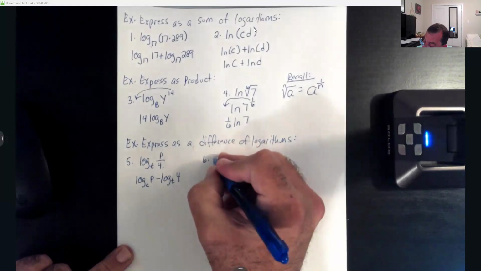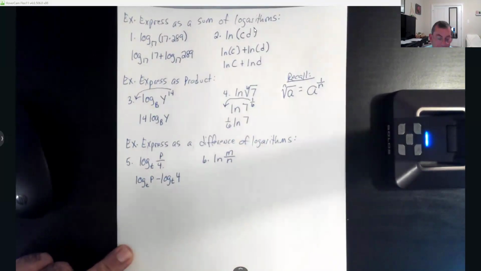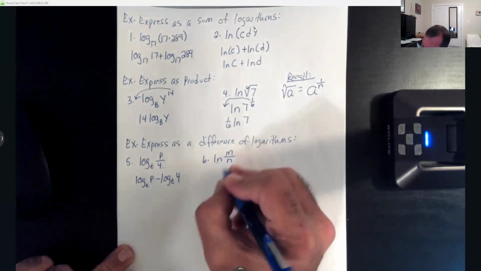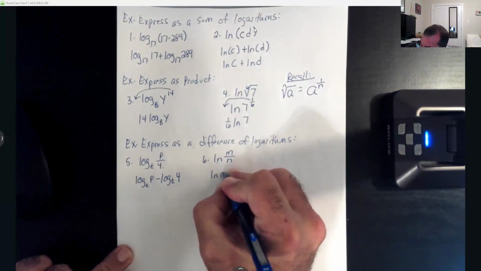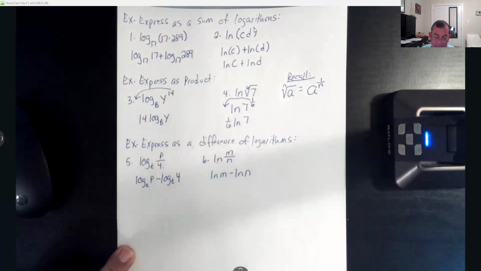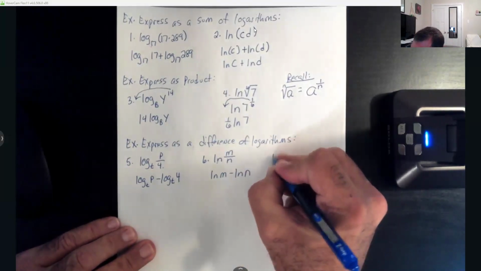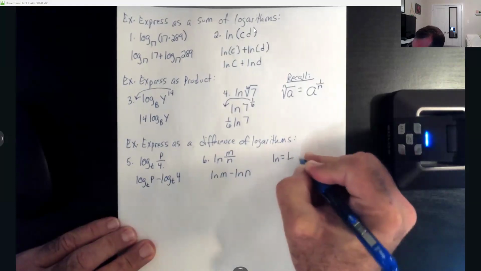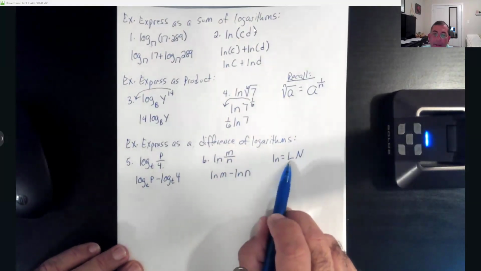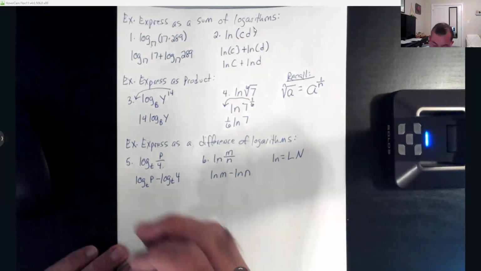All right, y'all, same thing with the ln. They're doing an ln of m divided by n. All right, distribute the ln to both, so you get an ln of m minus the ln of your n. You know, over here, I'm just going to remind y'all, ln is really a log base e, okay? So ln of m minus ln of n.